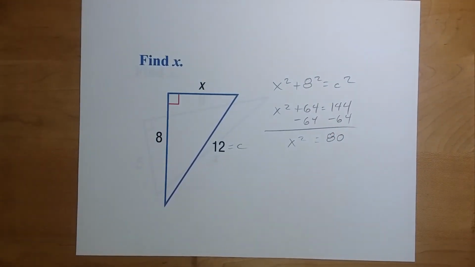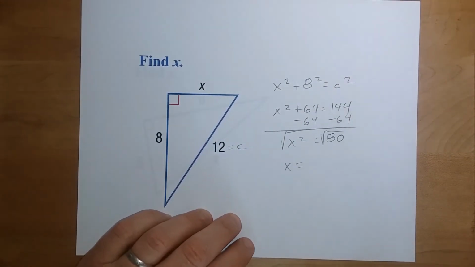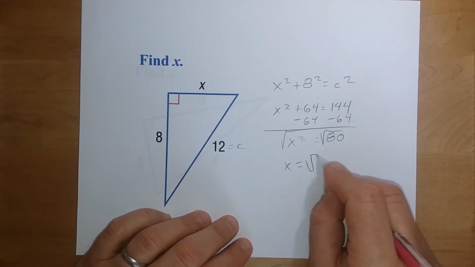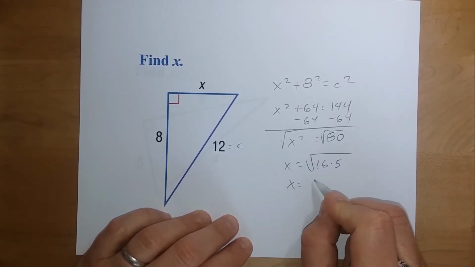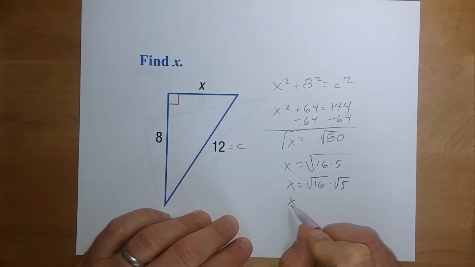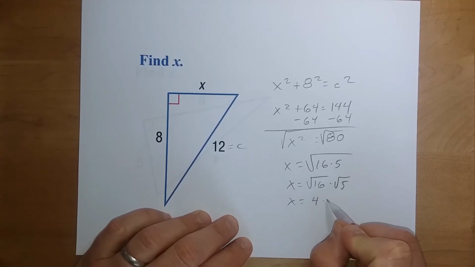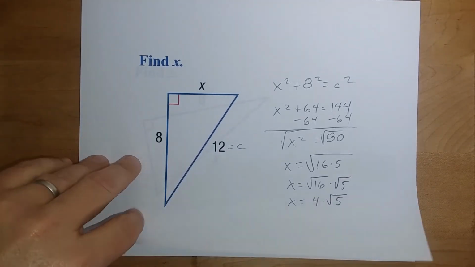And if we take the square root of both sides, we're going to get x equals, we can factor that into the square root of 16 times 5. So we get square root of 16 times the square root of 5, which is 4 square roots of 5. Let's try another one.